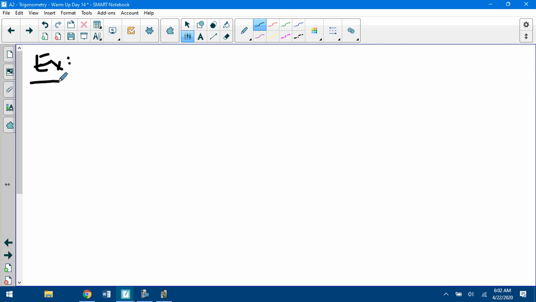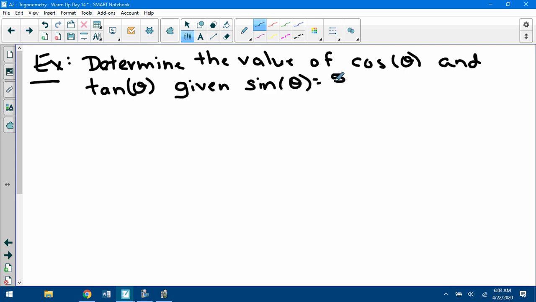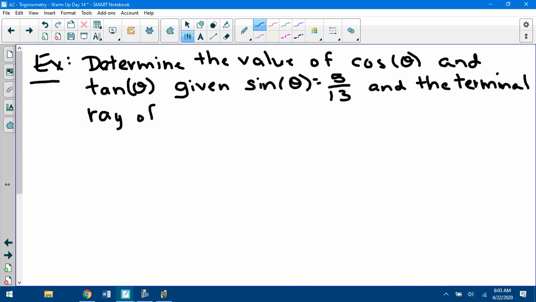Okay, determine the value of cosine of theta and tangent of theta, given that sine of theta is 5/13 and the terminal ray of theta is in quadrant 2, or lies in quadrant 2.